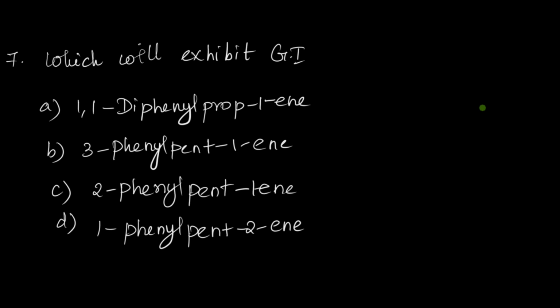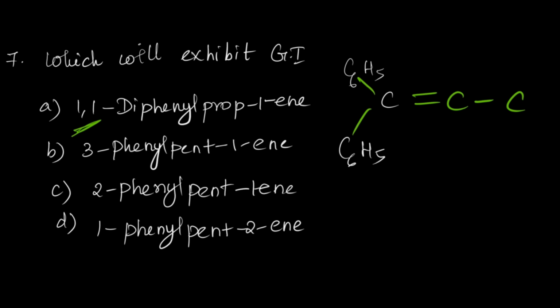Here I can give you a simple trick. Whenever the substituents on a carbon are the same, okay, 1,1-diphenylpropene, 1,1-diphenyl-1-propene, so both substituents on that carbon are the same over here. This makes it eliminated from the competition, right? So this will not. And what about 3-phenylpent-1-ene?